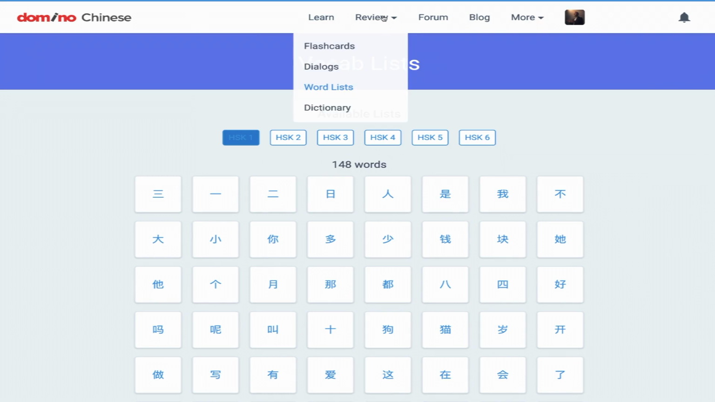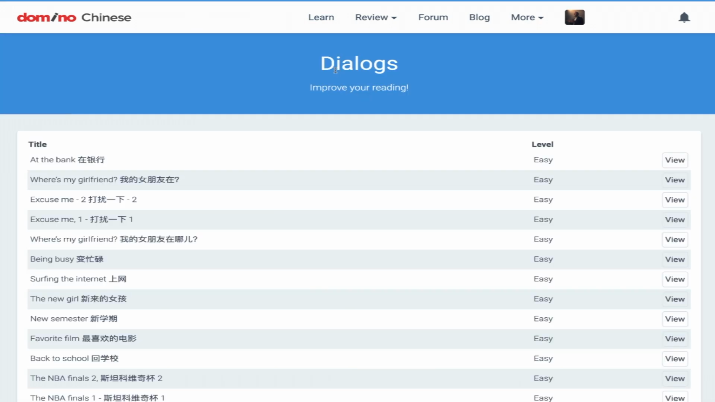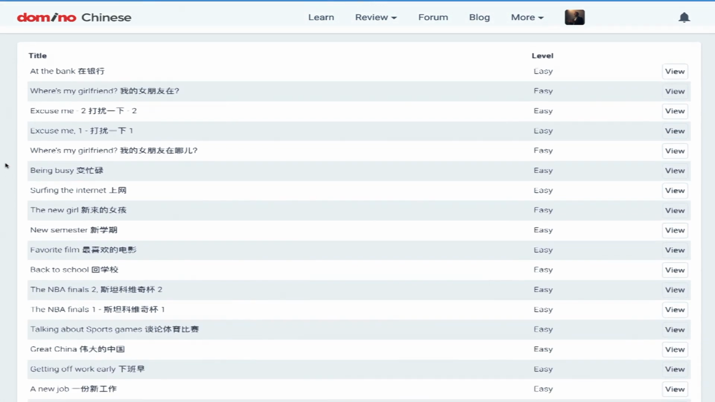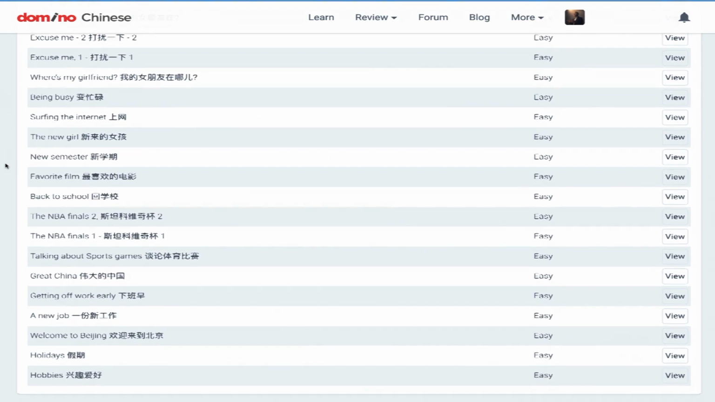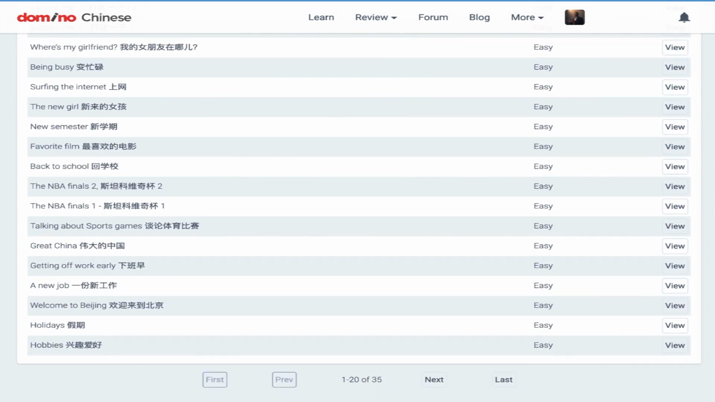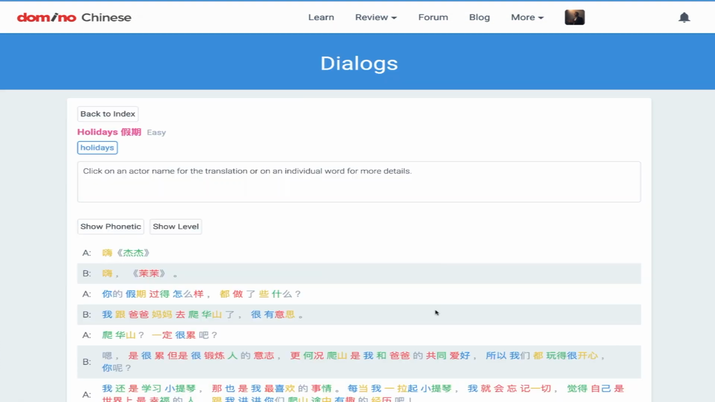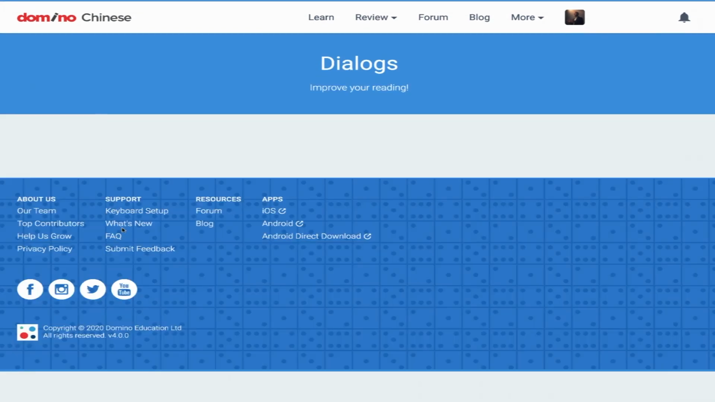Now let's move on to dialogues, one of the most exciting things that have come out of Domino recently. By the time you're watching this, there will be about 1,000 different dialogues on this page, ranging from easy to difficult, and covering any topic that you can imagine. Then you can listen to any of these dialogues. You can either just listen with the Chinese characters, or you can add the pinyin, or add the English translation alongside that.